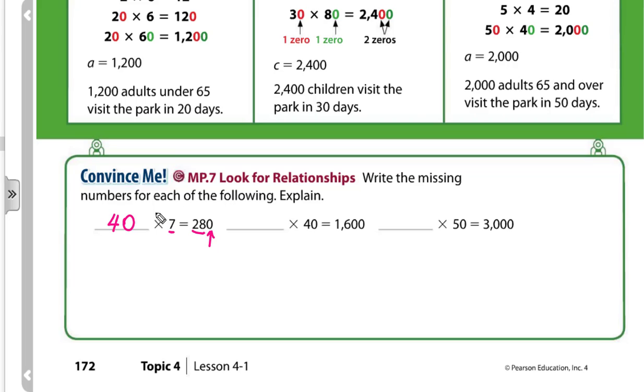Space multiplied by 4 equals 1,600. Okay, how to think again? We are thinking first with the numbers. We know that this 0, we will put it. And now I have this number 16 and 2 extra zeros. At first, 4 multiplied by what gives 16?